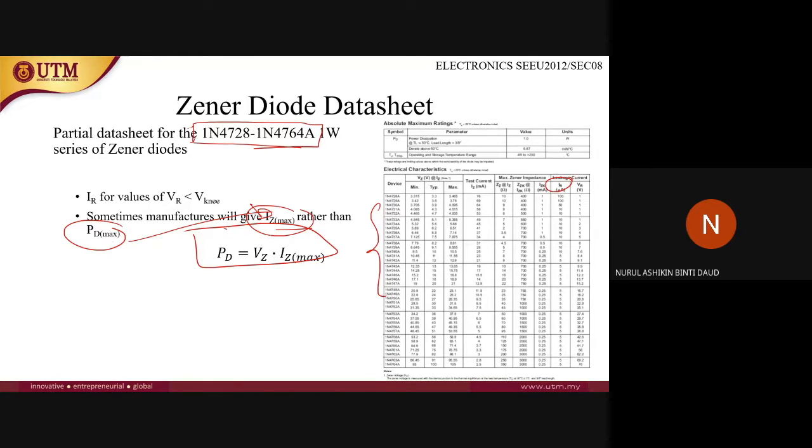But if they give you PD max, you can also find the value of IZ max with this formula. So if you buy a Zener diode later on, try to look at the data sheet and see what information is given to you, and you can always find the other information based on the data sheet.